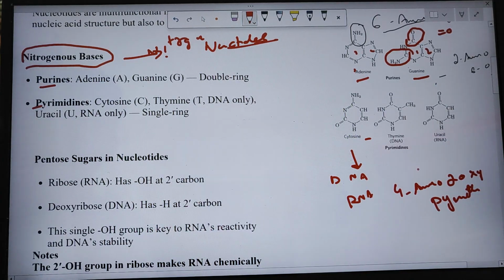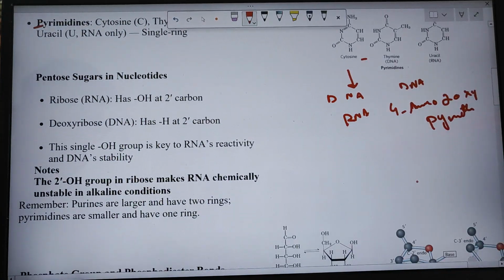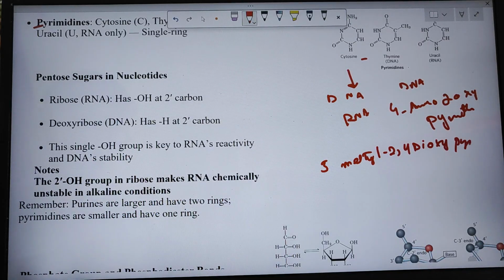Thymine is present only in DNA, and it's also called 5-methyl 2,4-dioxypyrimidine.